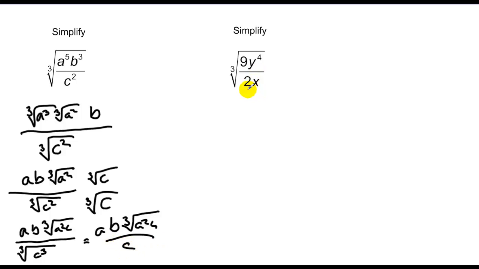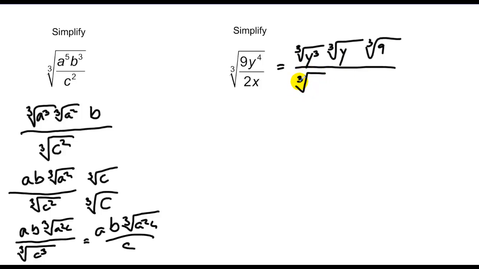Let's move to the next example. Are there any perfect cubes in the numerator? Sure. We have the cube root of y cubed times the cube root of y and the cube root of 9. The denominator, no perfect cubes. And I'm going to separate these individually just to illustrate a point.